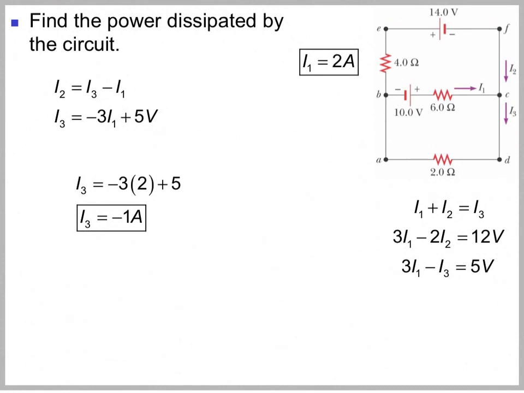Next we solve for I3. So we know what I1 is, we plug that in here, and we solve for I3, and we get I3 is negative 1 amp. So we know the current in this branch is 1 amp, but the direction we chose was wrong. The direction should actually be there.